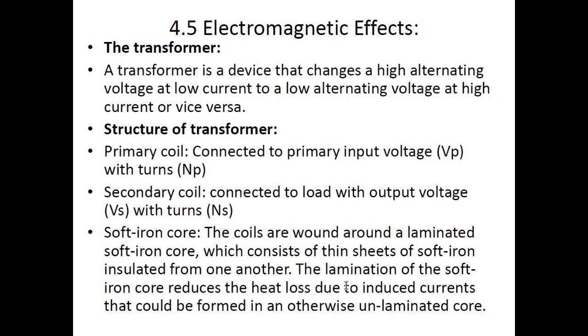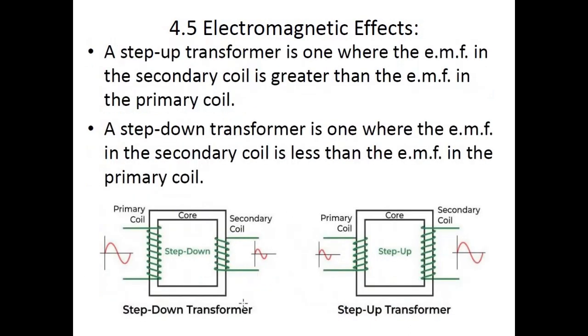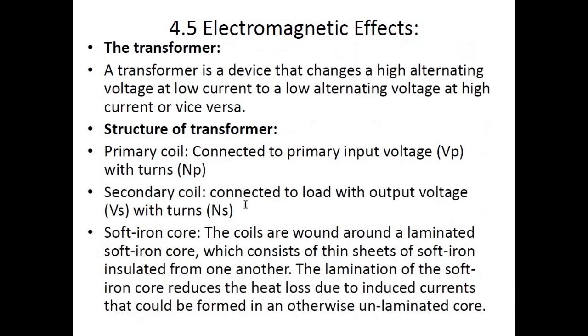Structure of a transformer: it has two sets of coils. One is known as a primary coil and the second one is known as a secondary coil. Let me show you an image like this. Between these, this is the primary coil, this is the secondary coil, and inside those coils there is a soft iron core.